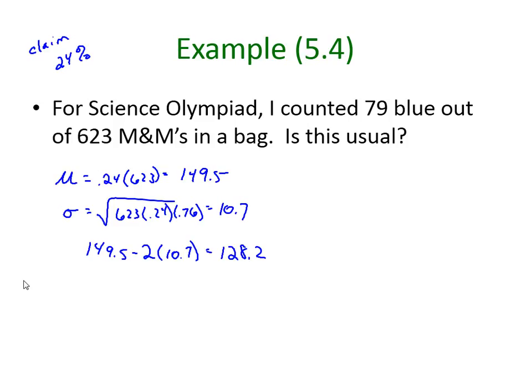So is this usual? No. So this one would not be a usual value because this is definitely well below that minimum of 128 that I would expect. If I did the usual maximum, it was 170.8. So for 623 candies, I would expect between 128.2 and 170.8 of those to be blue. Are we good? Okay. Questions there?